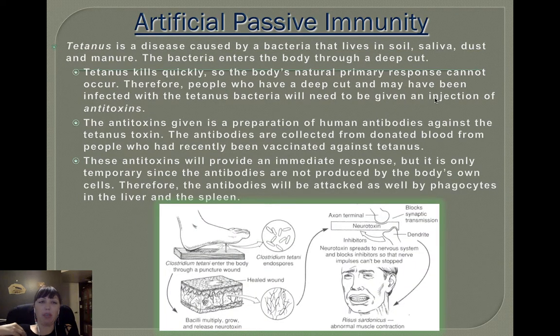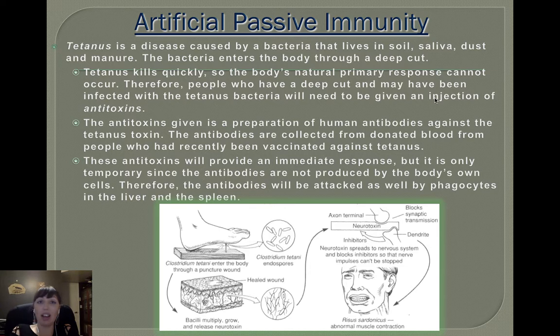Now, artificial passive immunity. Tetanus is a disease caused by a bacteria that lives in soil, saliva, dust, and manure. The bacteria enters the body through a cut, and it has to be a pretty deep one. Tetanus kills quickly, so the body's natural primary response cannot occur. Therefore, people who have a deep cut and may have been infected with the tetanus bacteria will need to be given an injection of antitoxins.